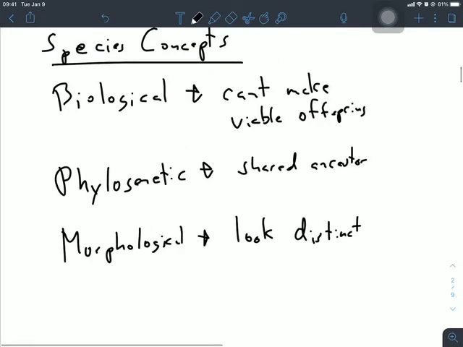And so no one concept is perfect. No one concept is universally accepted. Different environments, different situations, different species even, will utilize the biological, phylogenetic, and morphological species concept in order to differentiate groups.